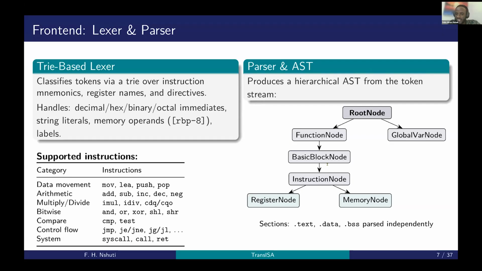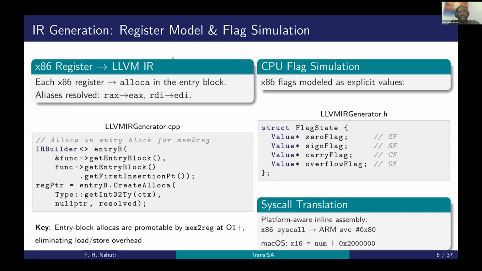This is the main structure of the abstract syntax tree that is extracted from the input. You can see that the text, data, and BSS sections are parsed independently to ensure that we are capturing the correct semantics of the input code. The current implementation of the intermediate representation is a register model, where we simulate every register by using alloca in the entry block.